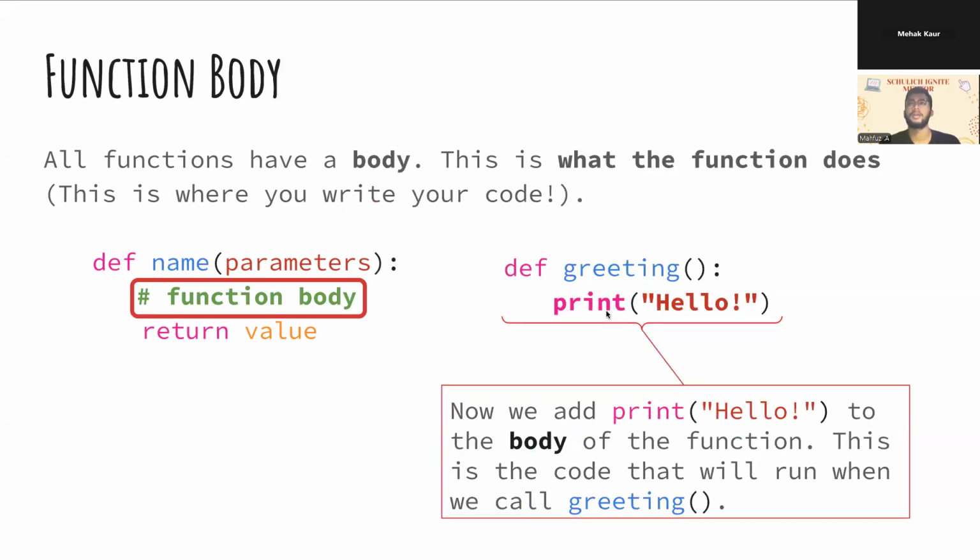All functions have a body. This is what the function does. This is where you write your code. Okay, so for example, in this def greeting, if we add print hello to the body of the function, this is the code that will run when we call greeting.